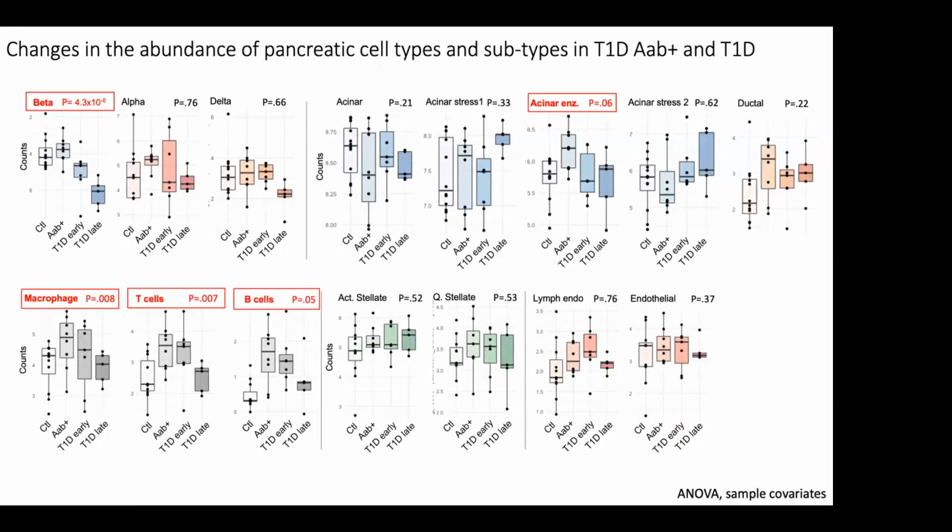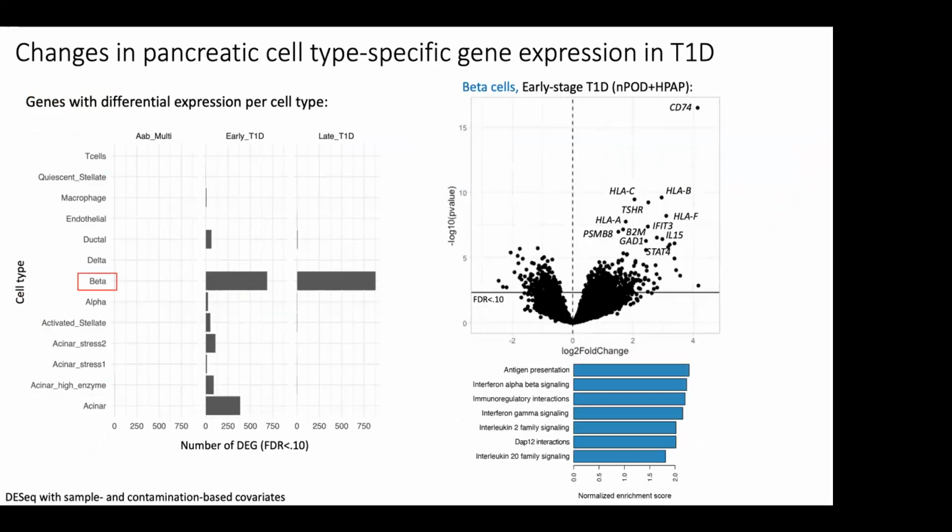Okay, so that's changes in abundance. So next we were interested in looking at changes in gene regulation and gene expression within each cell type. So this is showing you on the left here the number of genes that have significant changes in expression at each of the stages. So multiple autoantibody, recent onset type 1 diabetes, and long-term type 1 diabetes.